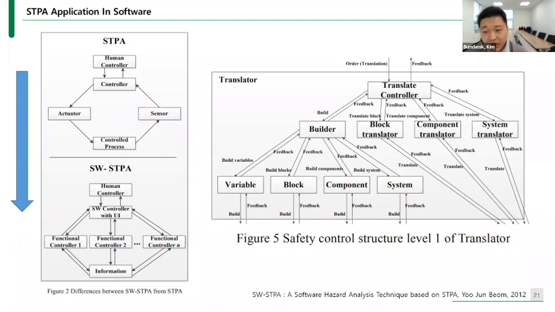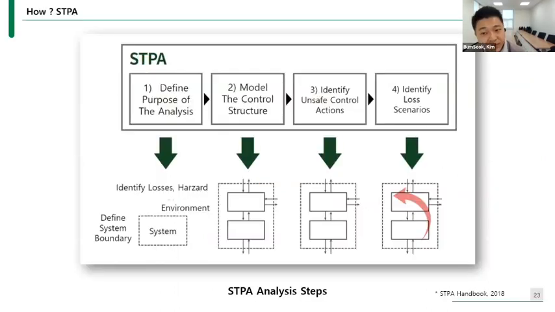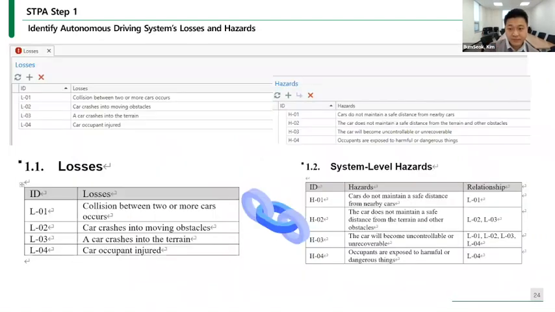So far, I have introduced the STPA research in our country. And now I'm going to analyze an example of autonomous driving according to the STPA steps. Basically, STPA has four steps. First is define the purpose of the analysis, second is model the control structure, third is identify unsafe control actions, and the last is identify loss scenarios.